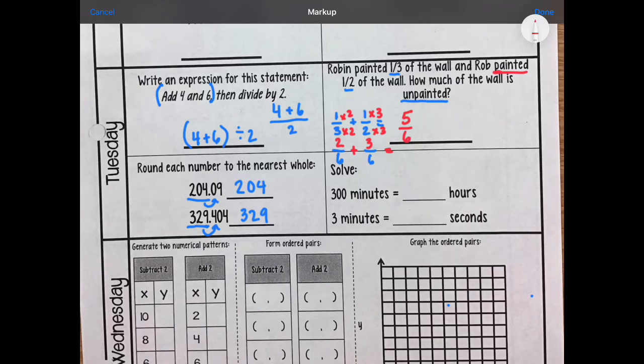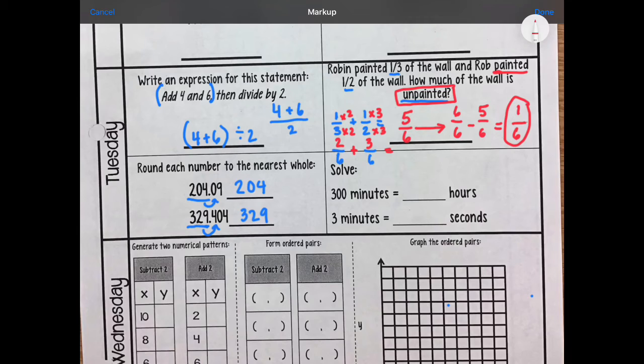To find out how much is unpainted, we need to make that out of one whole. So one whole, which would be 6 out of 6, minus 5/6 is going to give me how much is unpainted. So 6 minus 5 is 1. Keep our denominators the same, 6. So 1/6 of the wall is unpainted.